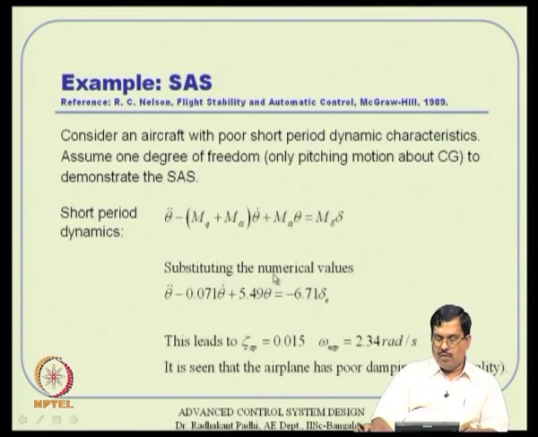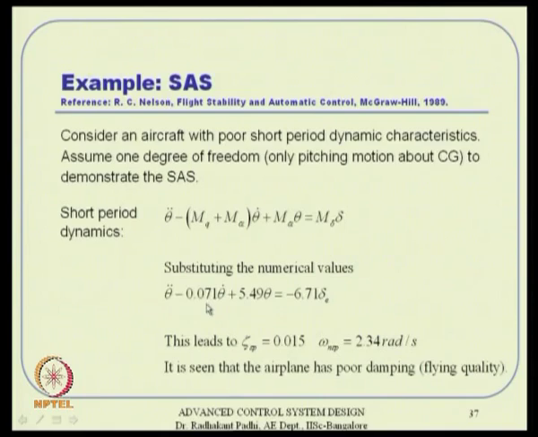If you substitute numerical values, let us say it has something like that, and this value is very small. Remember this is like 2 zeta omega n. So zeta is very small, so it almost has no damping. Some oscillation happens and it will keep on oscillating; obviously we do not want that. So we want faster decay and things like that.